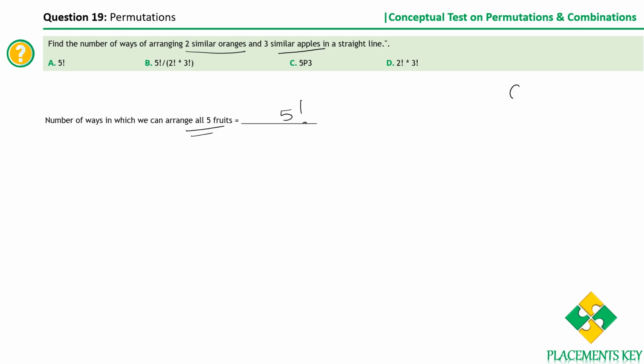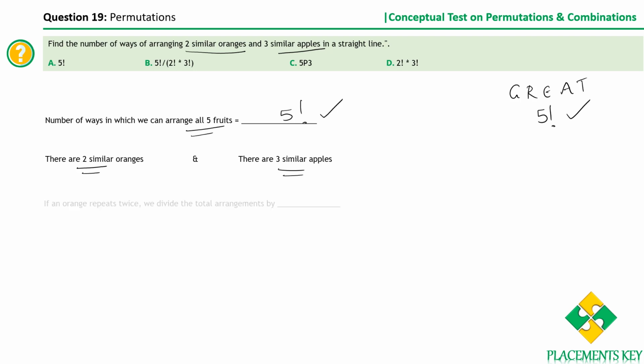Just like the word aptitude, where the number of ways in which we can arrange all the alphabets is 8 factorial, here we have 5 fruits, so we can arrange them in a straight line in 5 factorial ways. Now we know that there are 2 similar oranges and 3 similar apples. So if an orange repeats twice, we divide the total arrangements by what? 2 factorial.